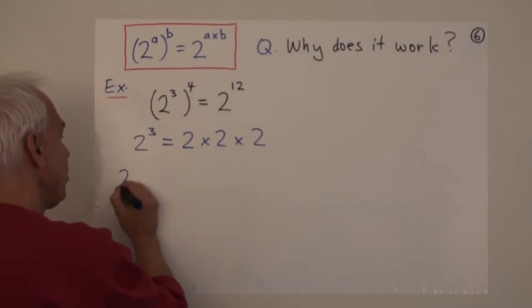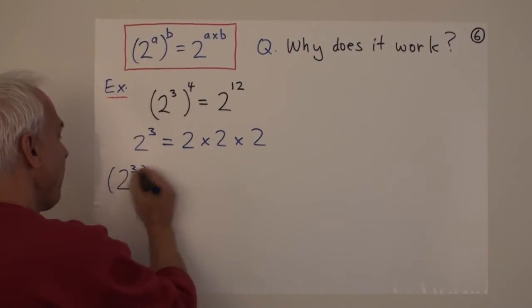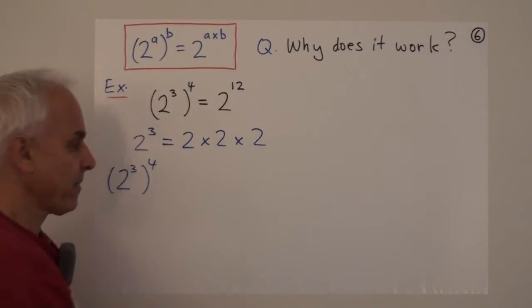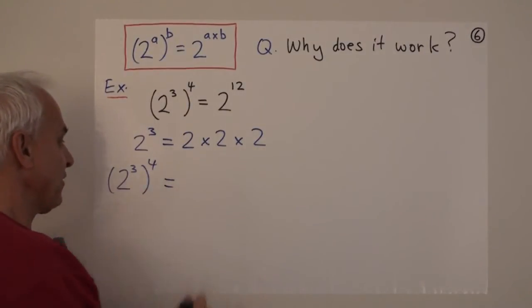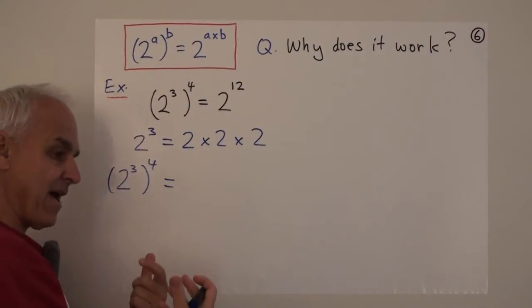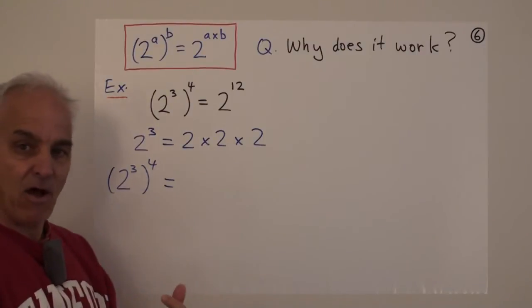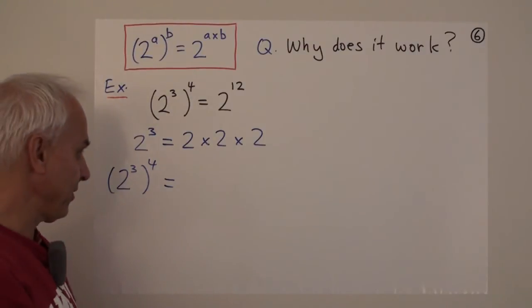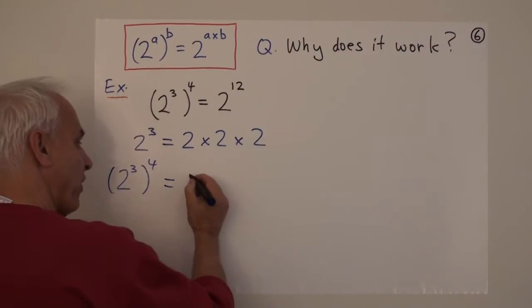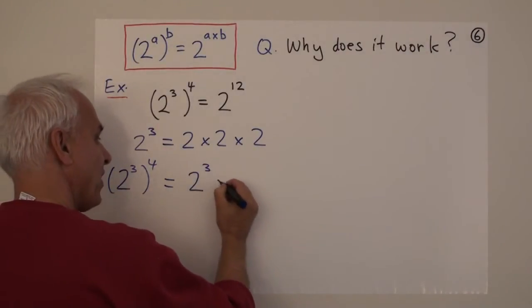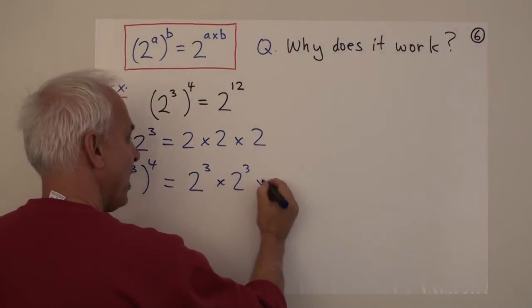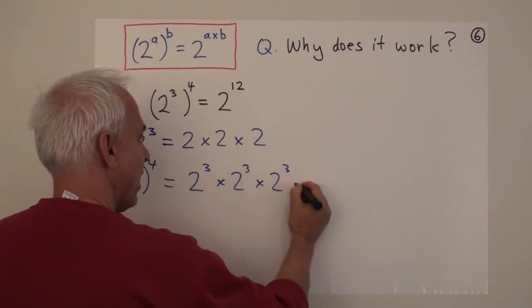So what does 2 cubed to the 4th mean? Well, when we take anything to the 4th, it means we're taking that number and multiplying it by itself 4 times. So 2 cubed to the 4th means 2 cubed times 2 cubed times 2 cubed times 2 cubed.